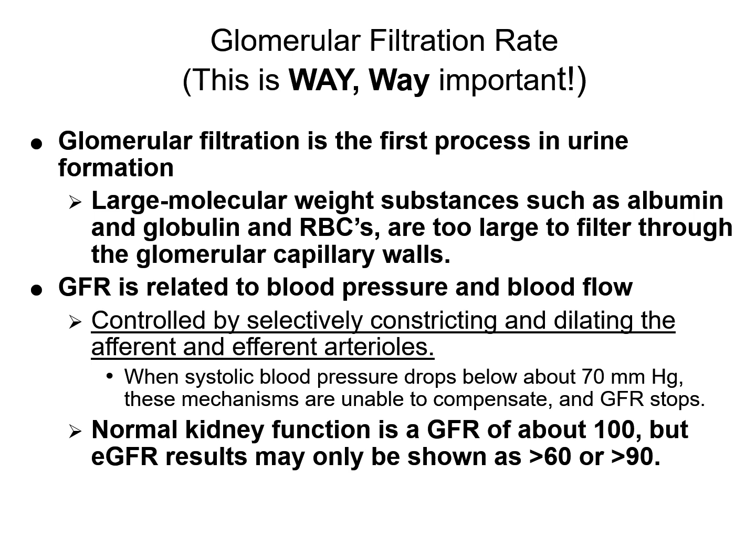The normal kidney function is a GFR of about 100, but it's called an estimated GFR. They may be shown as over 60 or over 90. As we grow older, that's going to drop. As kidney function deteriorates, that's going to drop. So this is why this is so important.